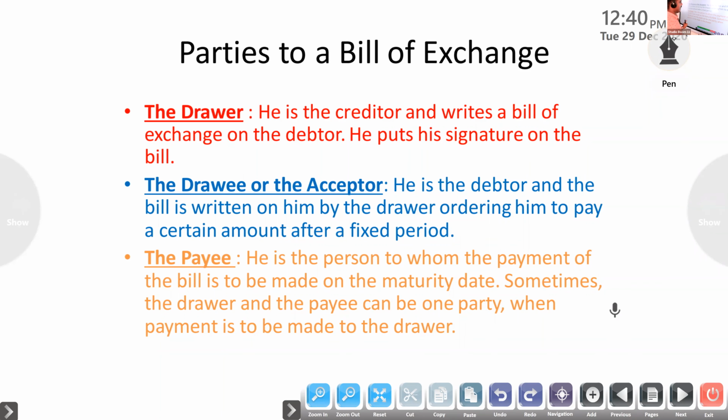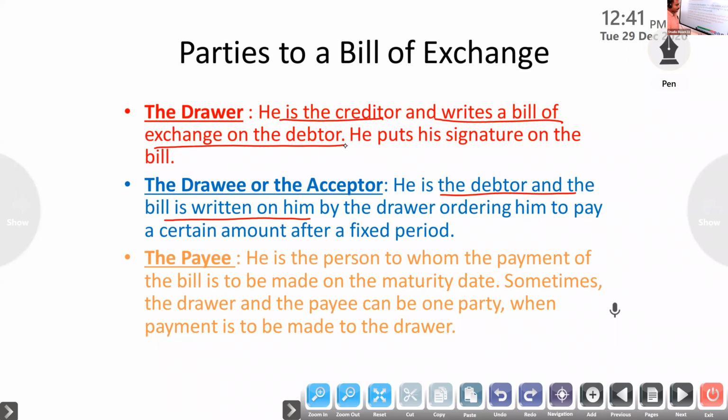He is the seller. The drawee or the acceptor, who is that? He is the buyer or debtor, and the bill is written on him by the drawer, ordering him to pay a certain amount after a fixed period. The drawer is the creditor and writes a bill of exchange on the debtor. Here he is the debtor and the bill is written on him.